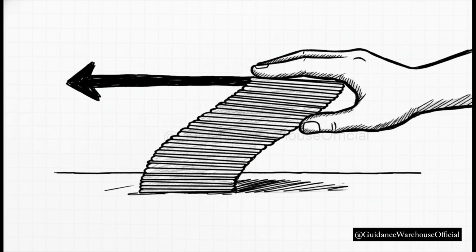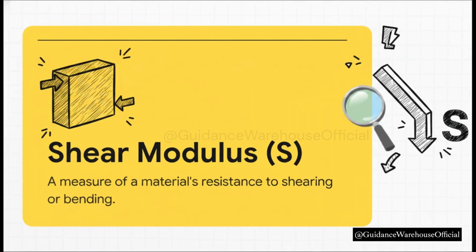The force is running parallel to that top surface. And you guessed it, just like we had a special number for stretching, we have one for this too. It's called the shear modulus, and we label it with an S. This tells you how well a material can resist being bent, twisted, or sheared. So a high shear modulus means the material is super rigid and won't distort sideways very easily.